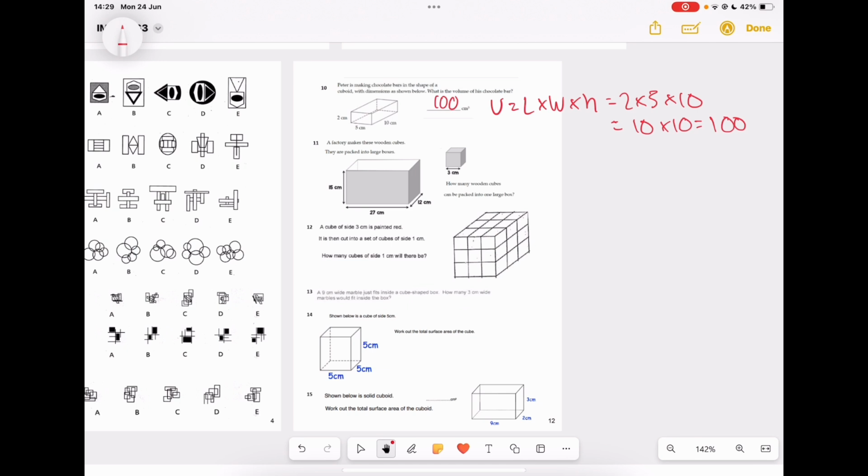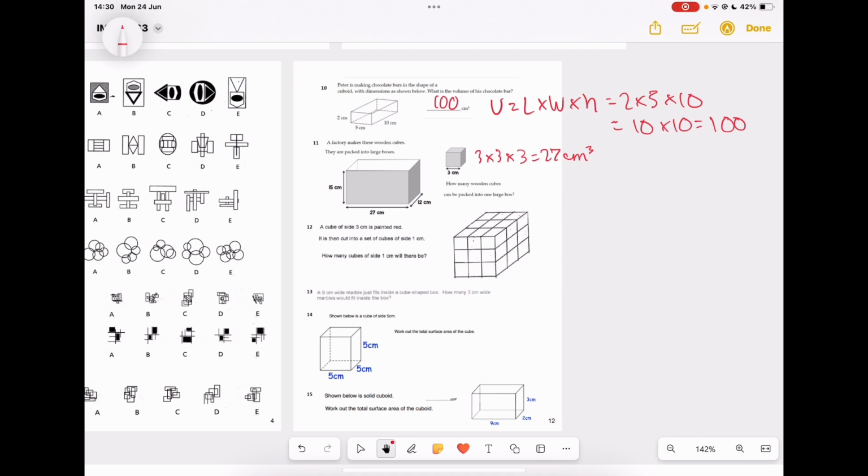Okay, a factory makes these wooden cubes. They are packaged into large boxes. How many wooden cubes can be packaged into one large box? So you have to find the volume of one wooden cube, and then the volume of the large box, and then you have to do the volume of the large box divided by the volume of the wooden cube. So the wooden cube is going to be 3 times 3 times 3, because the length of each side is the same, so 9 times 3 is then 27, so we have 27 centimeters cubed.